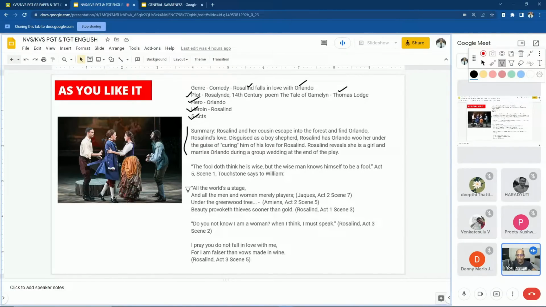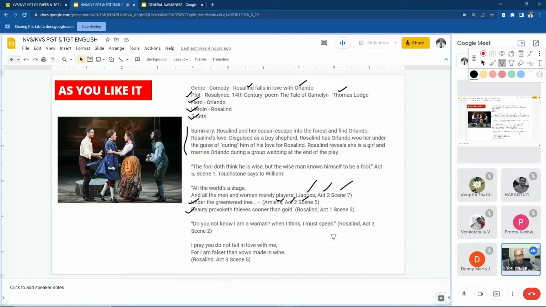"All the world's a stage, and all the men and women merely players" and the seven stages of man. It is spoken by Jaques and it is in Act 2 Scene 7. And then there is one more line, "Under the greenwood tree," which Amiens spoke, and it is found in Act 2 Scene 5. Then Rosalind says in Act 1 Scene 3, "Beauty provoketh thieves sooner than gold."